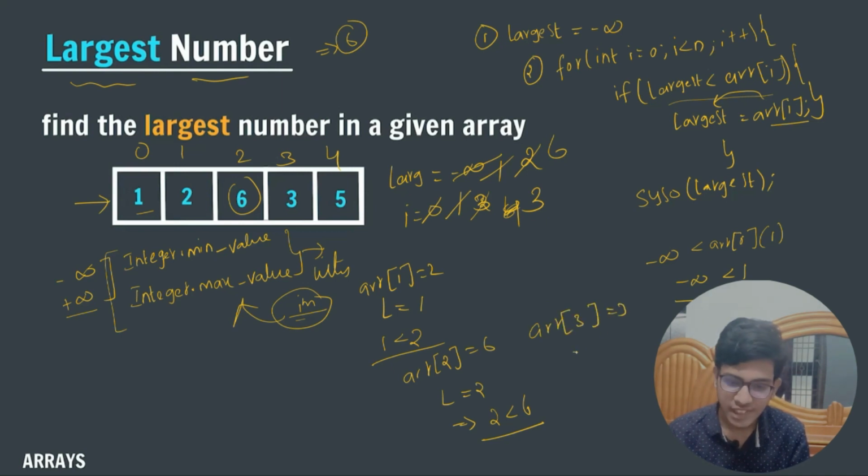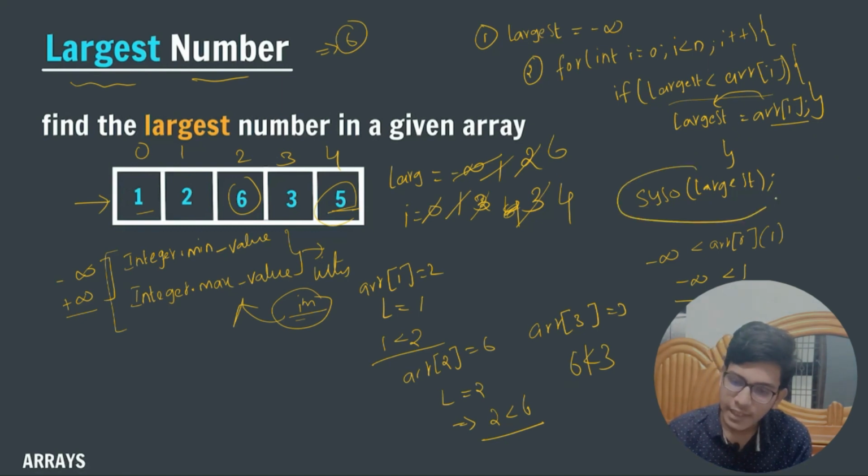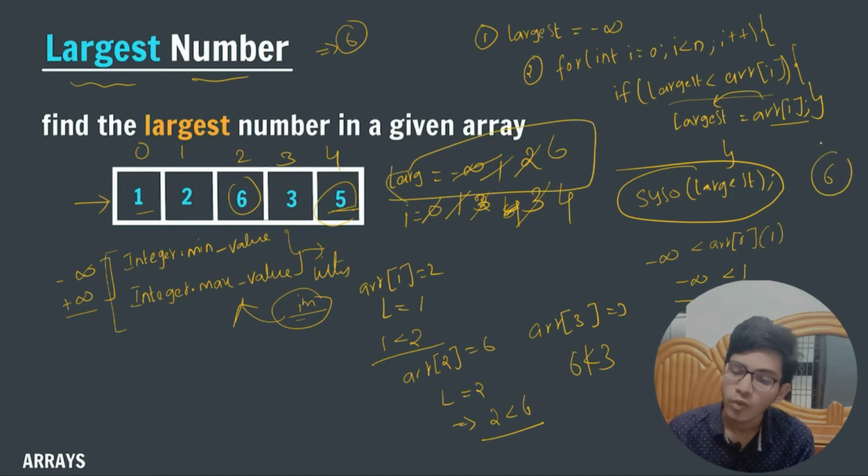Now 6 is not less than or equal to 3. So nothing will get changed and i will become 4. Now arr of 4 is equal to 5. Now the element present at arr of 4 is 5. So 5 is not greater than 6. So the if condition is false, so we change nothing. After that finally we are printing the value of largest. So the value of largest is 6. So this is how we will get the largest number present in our array.